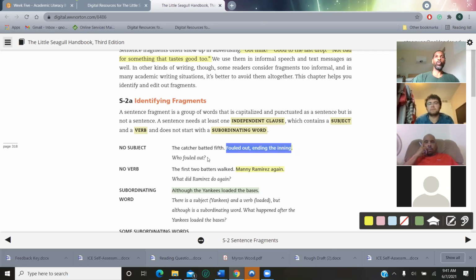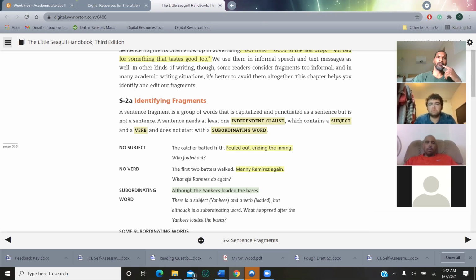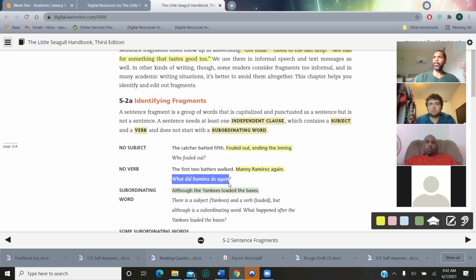So when your sentence is missing a subject, who performed the action? I used to always say, if you look at the subject as the actor and the verb as the action, you need both. You need actor and action. And then: The first two batters walked. Manny Ramirez again. What did Manny Ramirez do again?